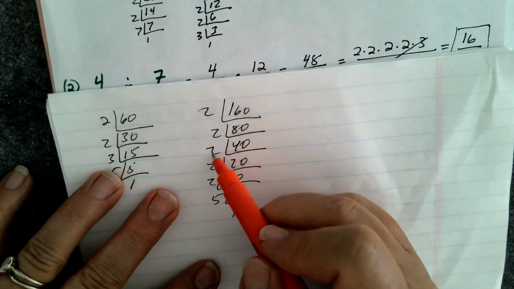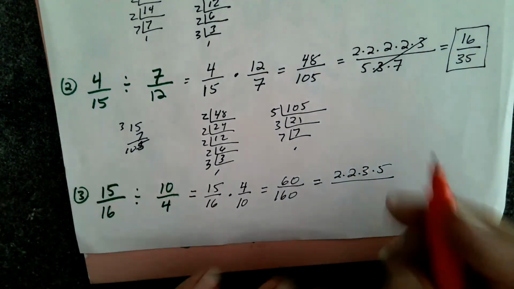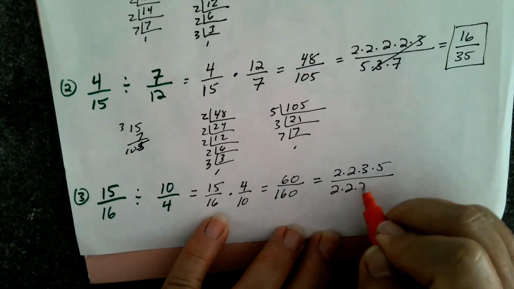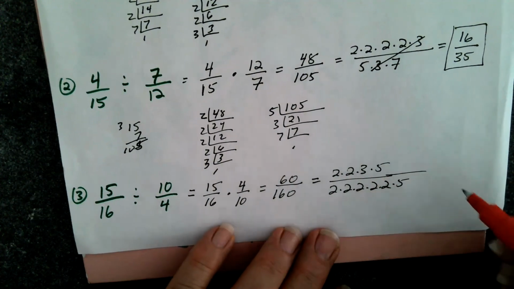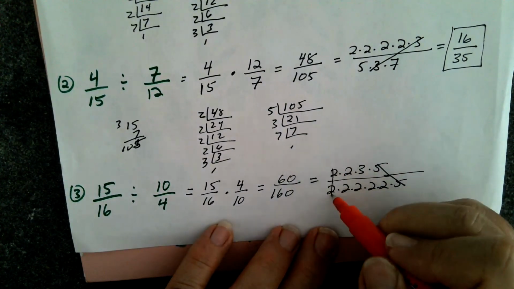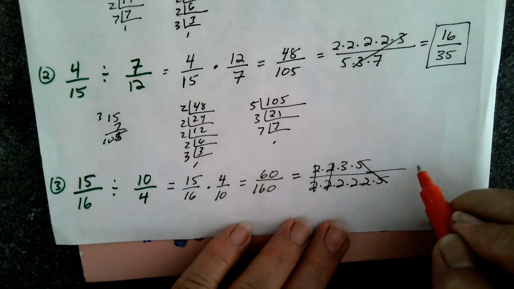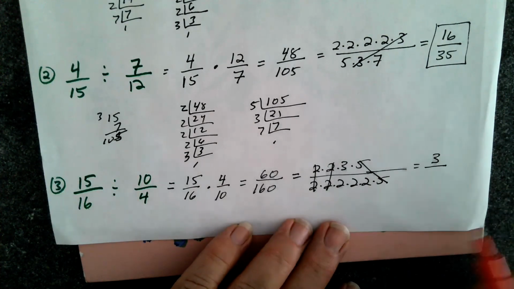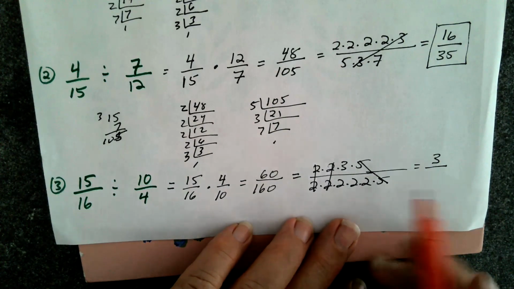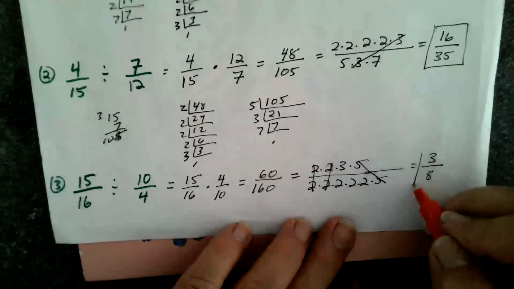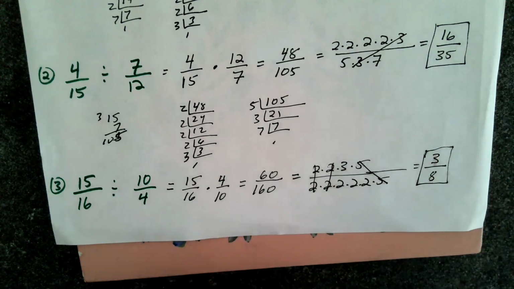So it's 1, 2, 3, 4, 5 2's and a 5. So really quick, you can see that the 5's cancel, a pair of 2's cancel. Left in my numerator is a 3, and in my denominator I have 2 times 2, which is 4, times 2 is 8, so 3/8.